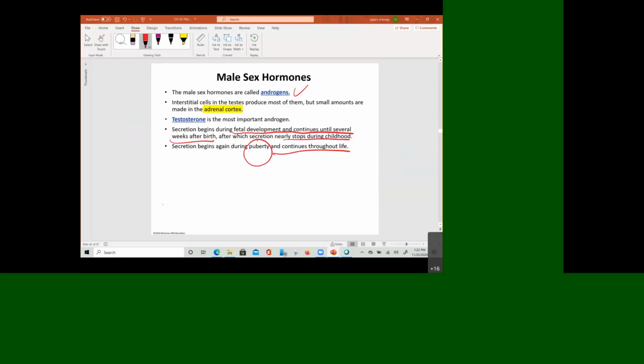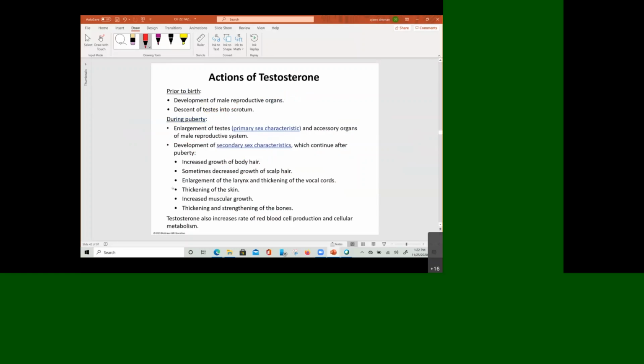Actions of testosterone depend on which stage of life we are in. Prior to birth, it stimulates development of the organs. And it also allows for the testes to descend into the scrotum. And failure of the testes to descend into the scrotum will leave them somewhere that's below and not at the optimum temperature for sperm production.